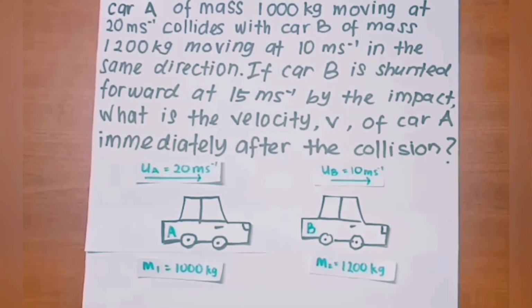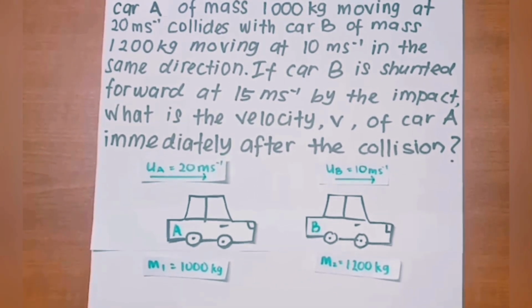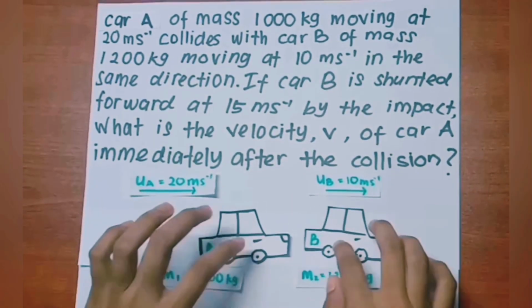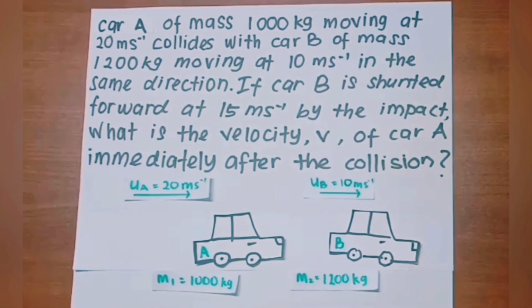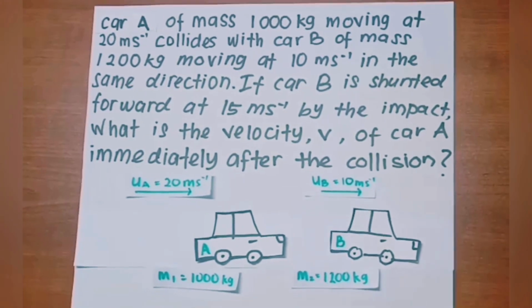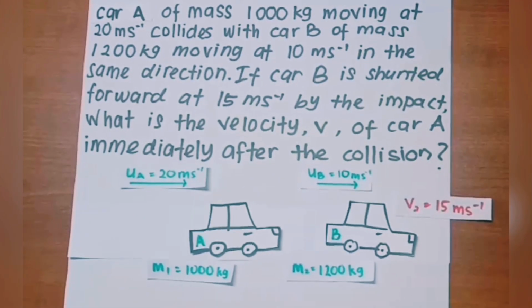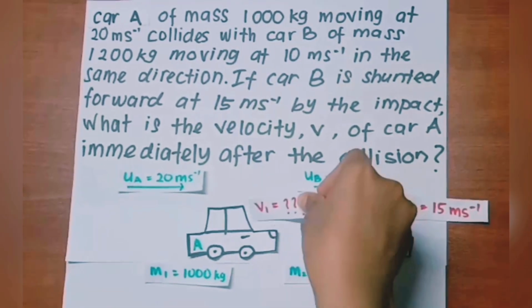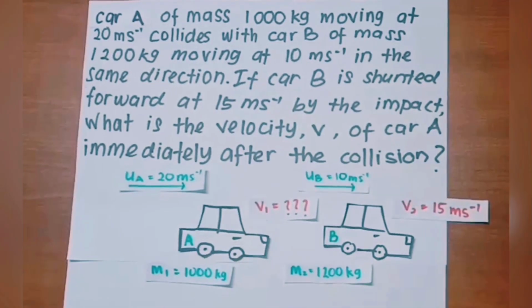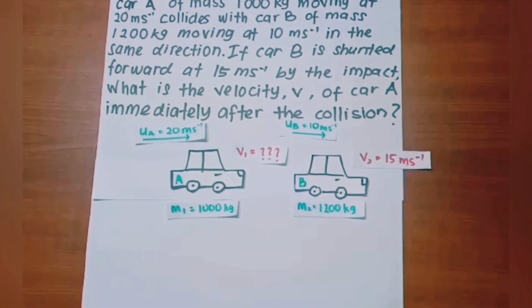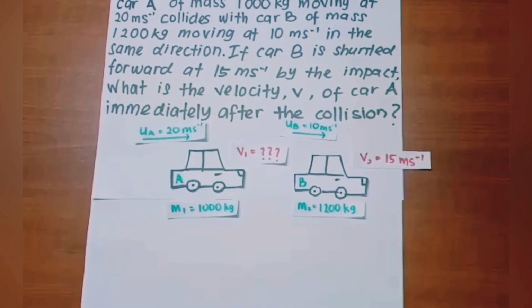These are the information that we got from the question before the collision. After the collision, car B is shunted forward at 15 meters per second by the impact. The question is, what is the velocity v of car A immediately after the collision? Before answering this question, please make sure that you use the correct equation.